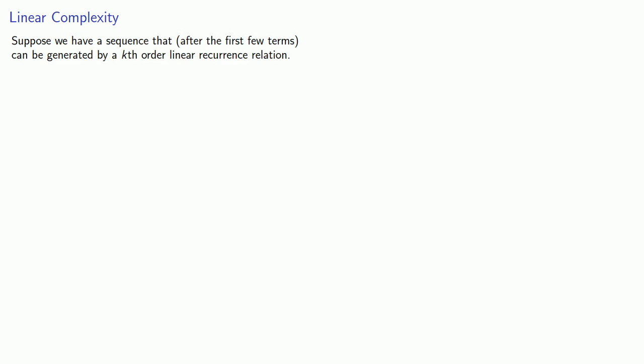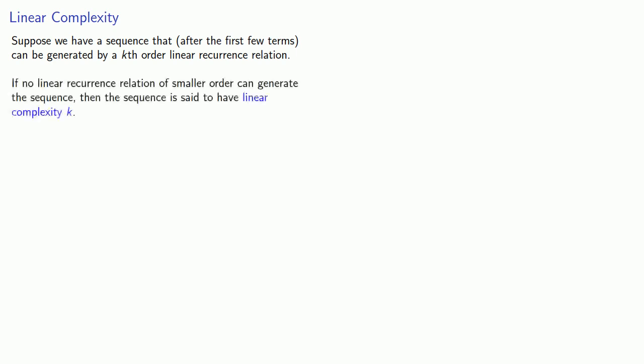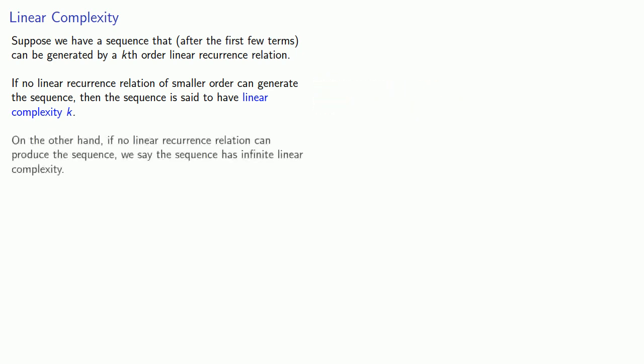Suppose we have a sequence that, after the first few terms, can be generated by a kth order linear recurrence relation. If no linear recurrence relation of smaller order can generate the sequence, then the sequence is said to have linear complexity k. On the other hand, if no linear recurrence relation can produce the sequence, we say the sequence has infinite linear complexity.